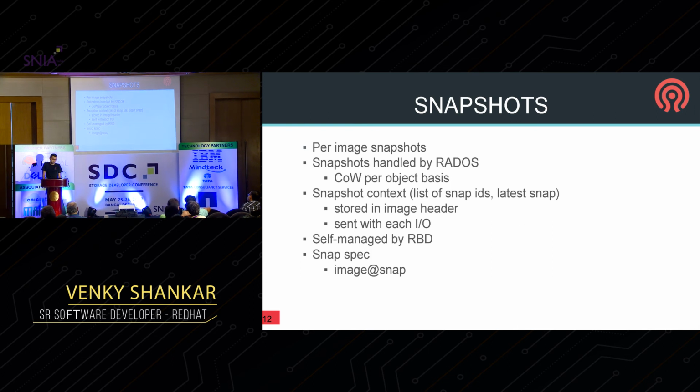When you do pool level snapshots, RADOS manages the snapshot because RADOS itself manages the snap context. Because here the library manages the snap context, we call it self-managed snapshots. Self-managed in the sense that we don't do the snapshots, we just store the snapshot context and provide it to RADOS whenever necessary. Once you have taken a snapshot, the way to refer to it is image @ the snap name. I haven't mentioned the pool here, but normally it's pool/image@snap.